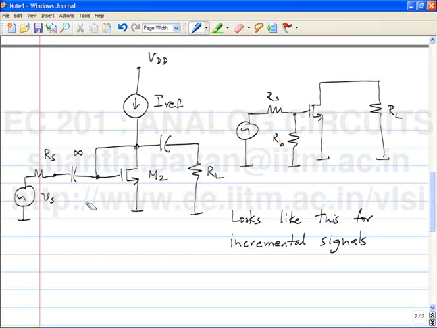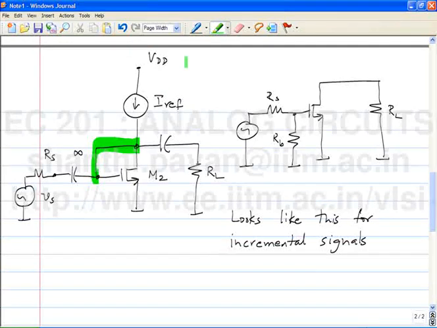What is the incremental gain of this circuit? Okay, I claim that I'm done now, my amplifier is working. Any comments? Okay, how many of you smell a rat here? Yes sir, why do you smell a rat? Yes, so you can clearly see that this is a problem.